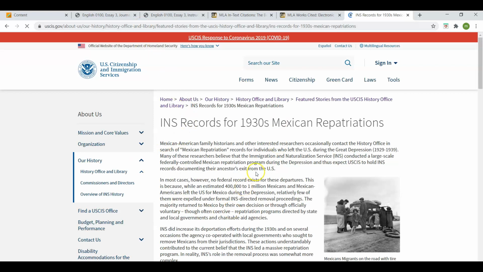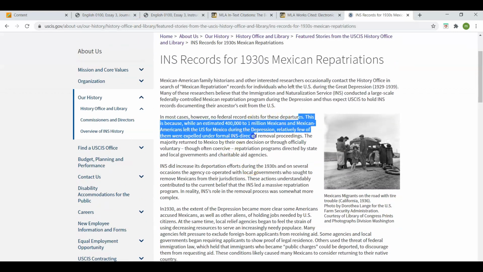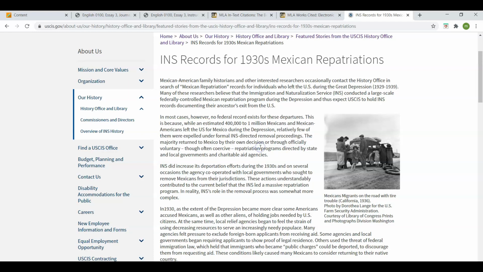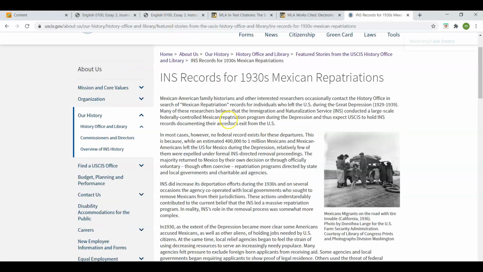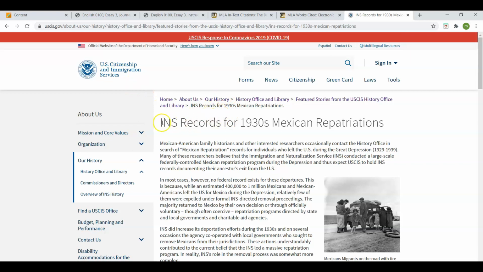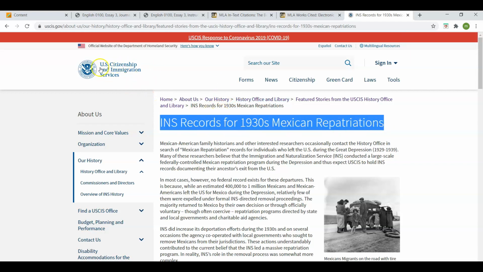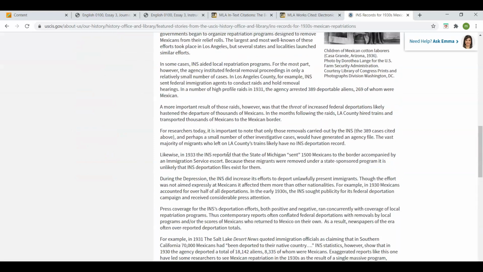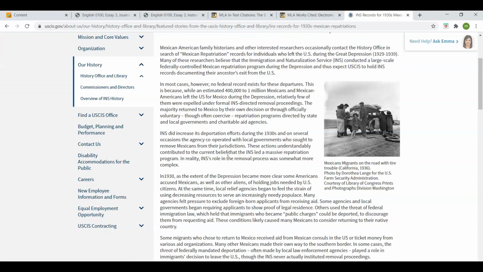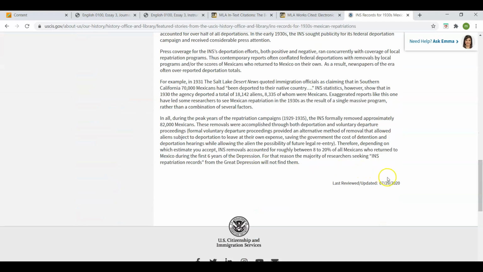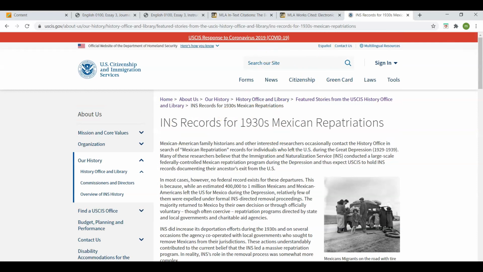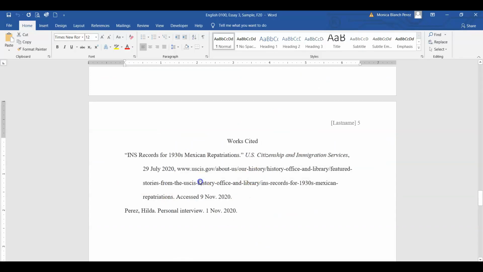Okay, so this is what I read, and I found a quote from around here, and I already explained this in Journal Assignment 12, okay? This is the title of the article. This is the website that it's found in, the U.S. Citizenship and Immigration Services website. And the author, it doesn't have an author. I'm sure somebody wrote it, but it doesn't have an author listed. It does have a date though, July 29th, 2020. This is the information that I used when I prepared my Works Cited page.